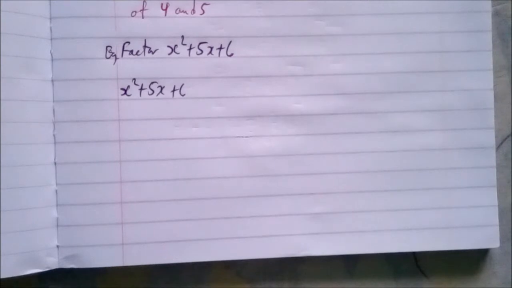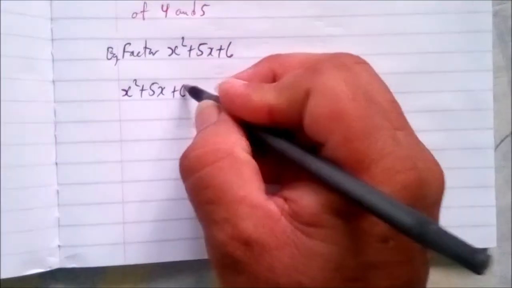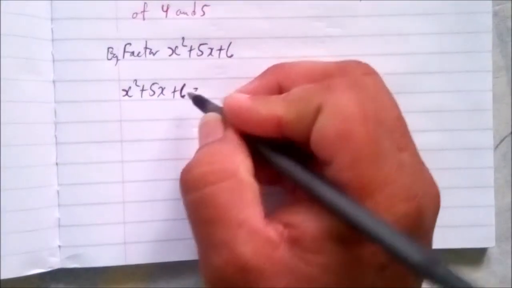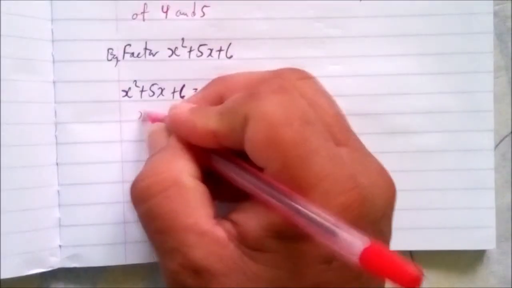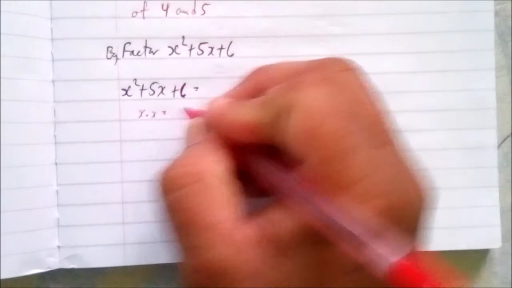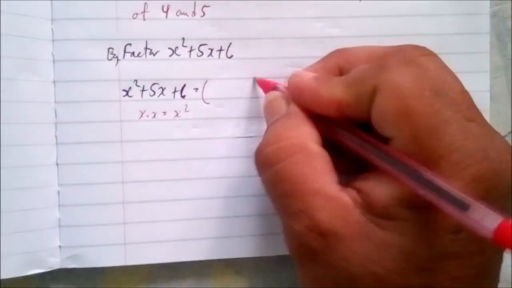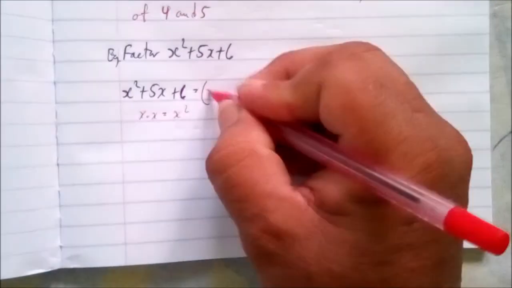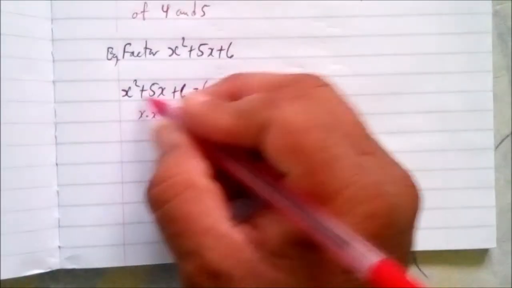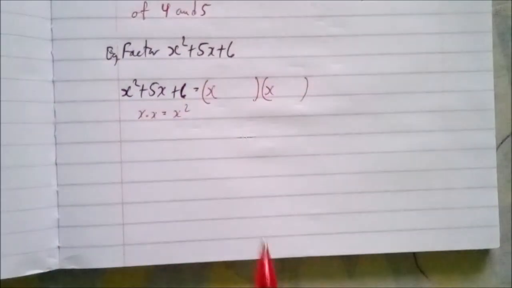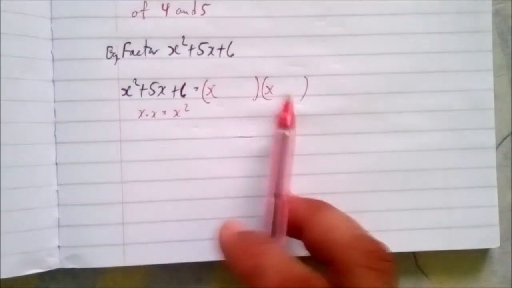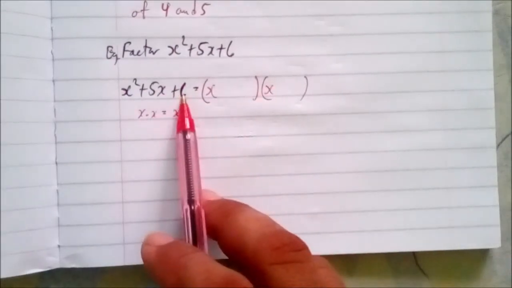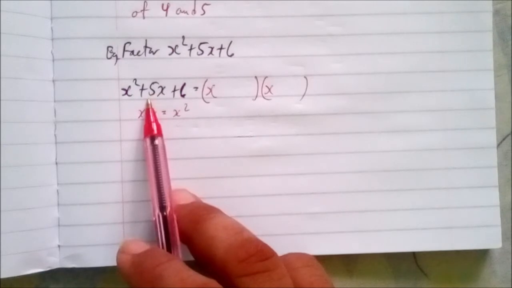Factors of 6. Let's see, what are the factors of this 6? Because we already know that x times x equals x squared. So we know what's the first term. So we can put our brackets here, and we could put x times x. That will give us our first term. But we need to choose our values carefully for the other part, so we can get the 6 as a product here and the sum here.